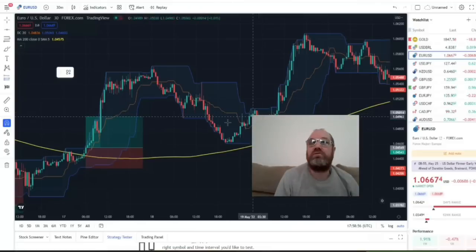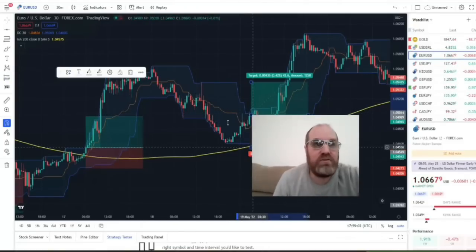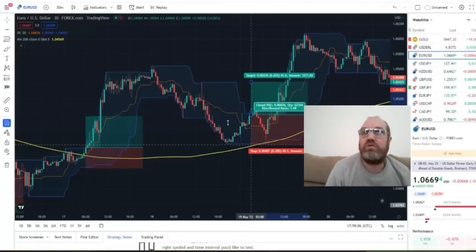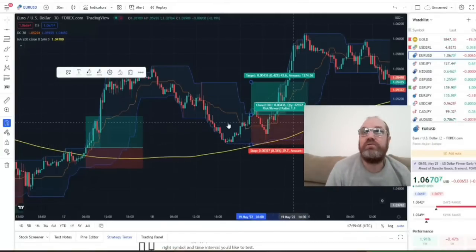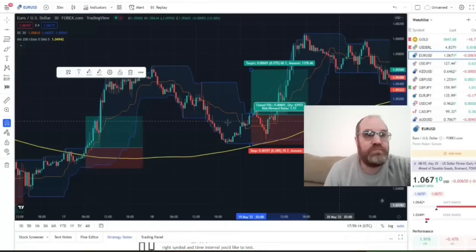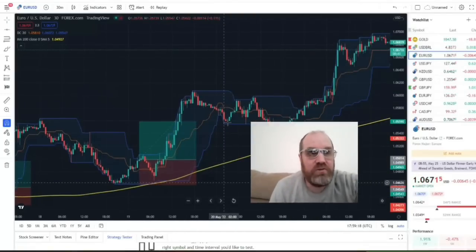And we enter on this one. We set the stop loss right below the low line here, right? We go for 1.5 there, and it's a winner. Let's go more. Now we need to wait.